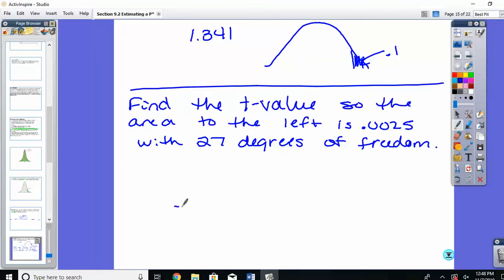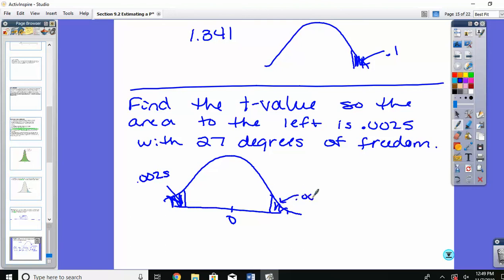Keep in mind, both of these are centered at 0. These are negative t's over here, and these would be the positive t's over here. Your table only gives you the positive t's. But we want the area to the left to be 0.0025. So let's find the one where the area to the right would be 0.0025, because that's what our table tells us. So we go to 0.0025, 27 degrees of freedom, and that is 3.057.